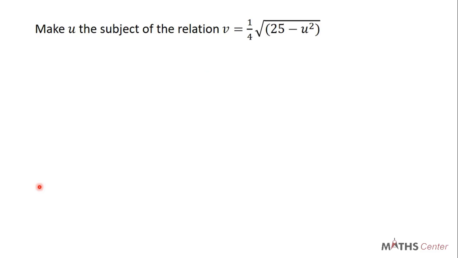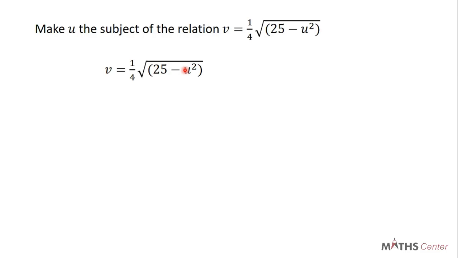Make u the subject of the relation v is equal to 1 over 4 square root of 25 minus u squared. So this is our question, and we have to make u the subject of this equation. Now we want to make u the subject of the equation. Because the variable we want to make the subject of the equation is under a square root sign, we have to square both sides of the equation in order to take the square root away or get rid of the square root or clear the square root.